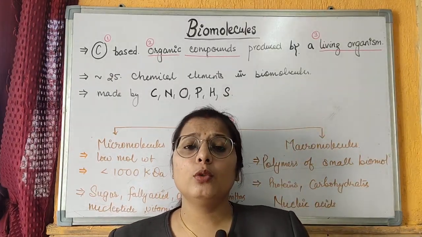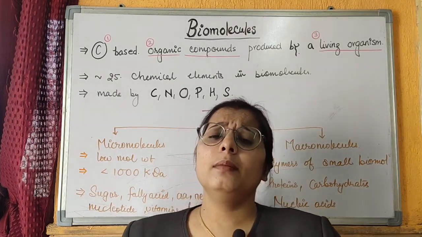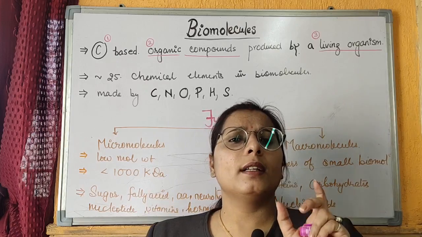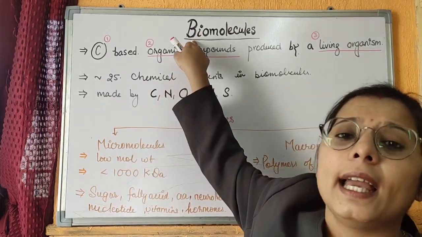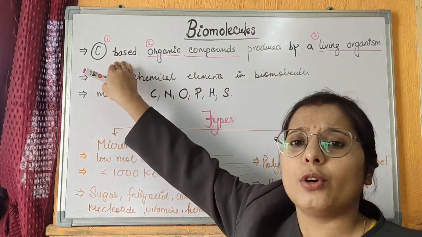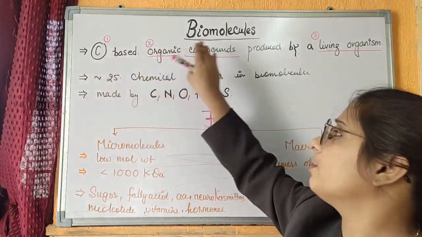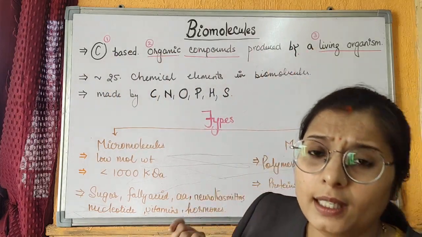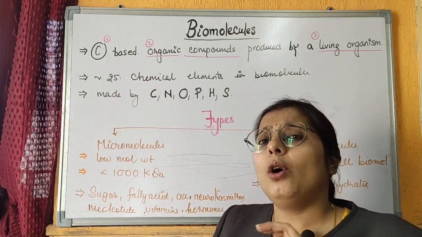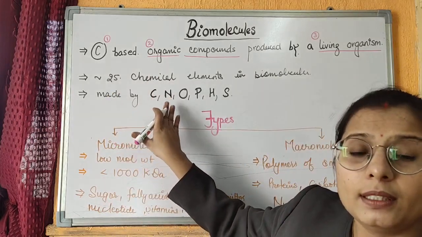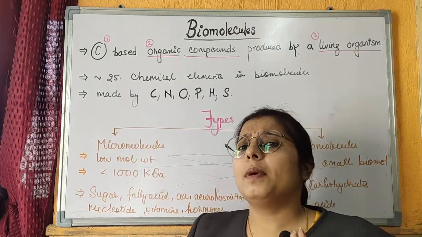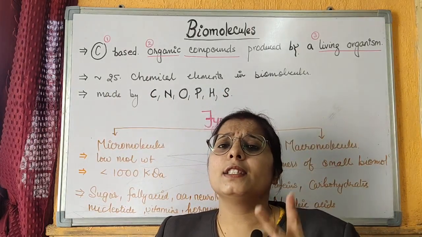Today we will study biomolecules. The name itself signifies that biomolecules are molecules that are present in biologically active compounds. Basically, biomolecules are carbon-based organic compounds produced by living organisms. About 25 chemical elements are present in a living body, and all these are made up of carbon, nitrogen, oxygen, hydrogen, phosphorus and sulfur. These biomolecules are basically categorized into two parts.